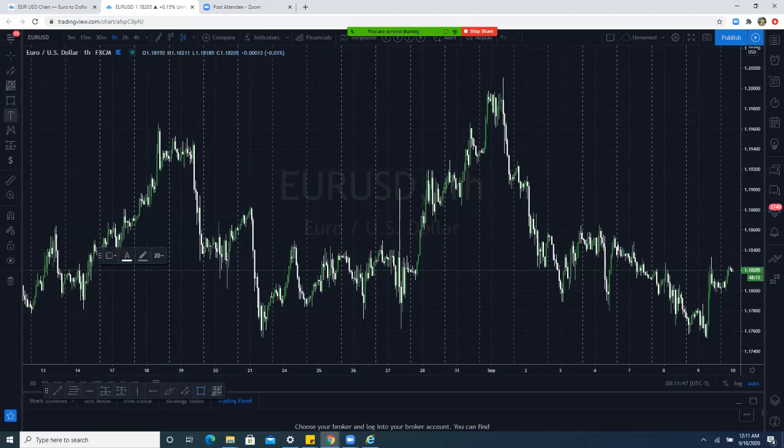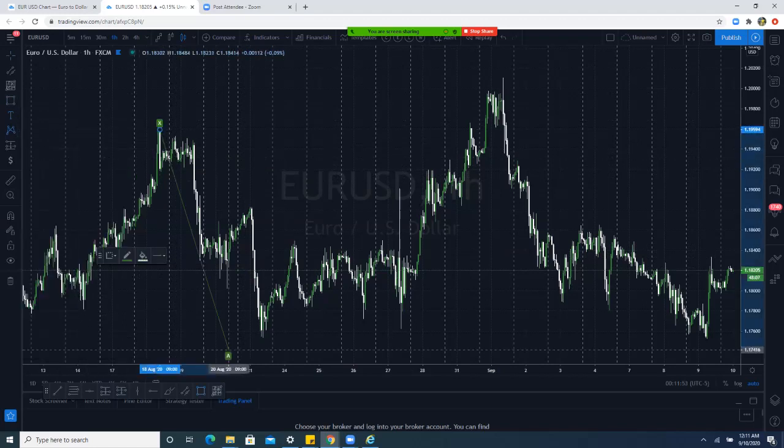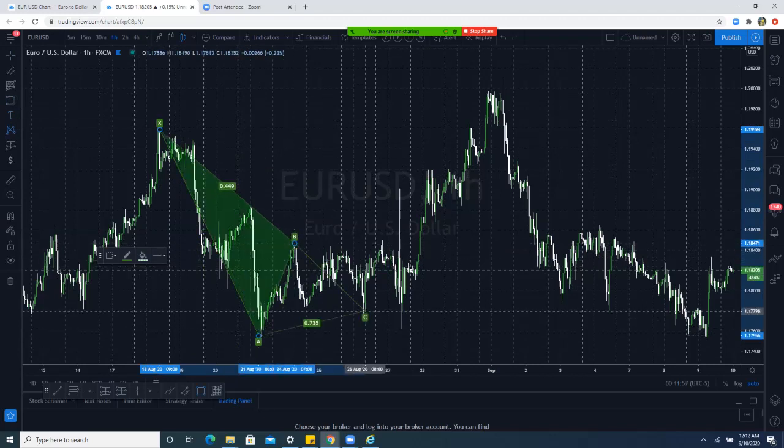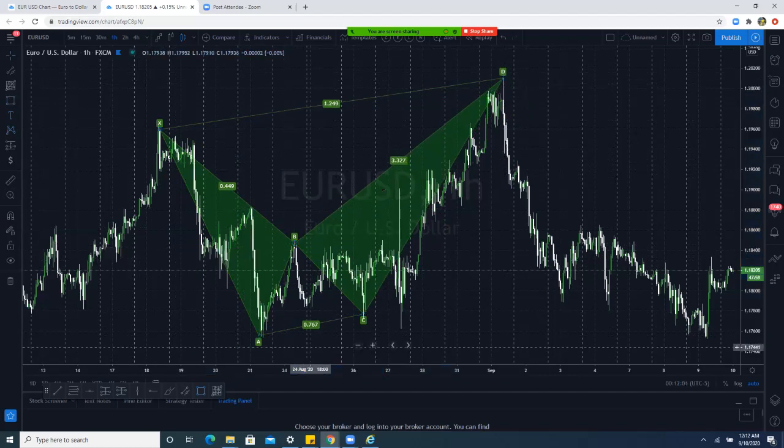And then you have your text box. This is going to be your price patterns, like your harmonic patterns here, where you can just draw out a harmonic pattern. I don't even know if that's a real one, but it kind of looks like one. So you could look at maybe drawing out that.